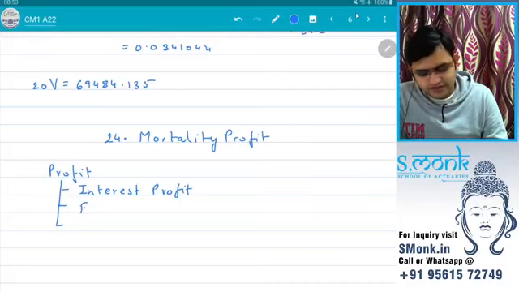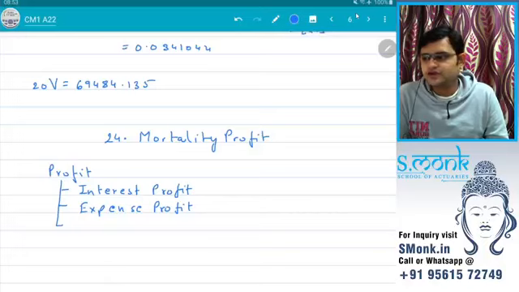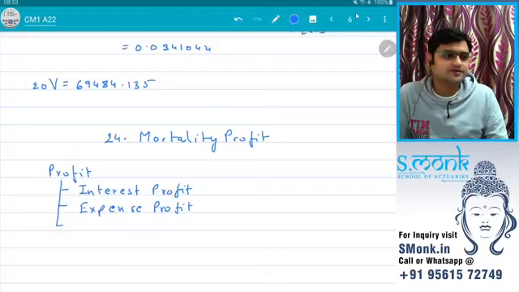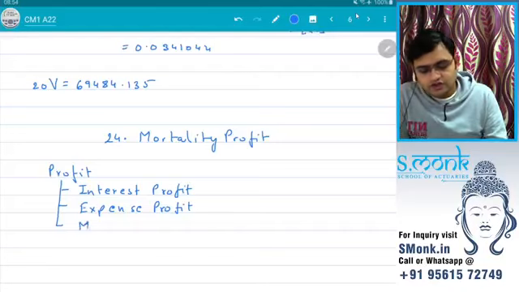Then we might have expense profit. We expected that each year there will be a renewal expense of 10 rupees per policy. Okay. But in a particular year, we only required 8 rupees. Okay. So that becomes a profit. We now have a profit of 2. Because we expected that we will have an expense of 10, but due to some reason in a particular year we had an expense of only 8. So that is a profit. Expense profit. And the third is mortality profit.